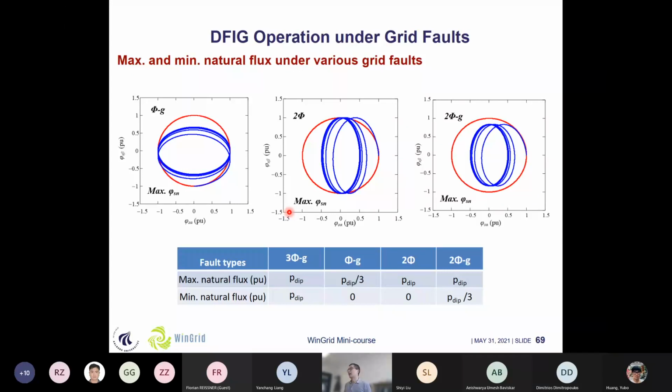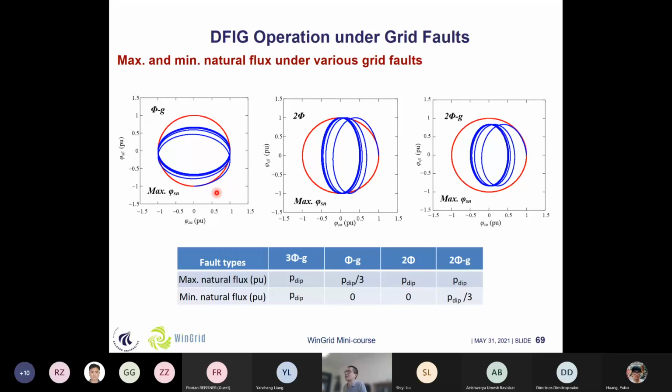Previously we mentioned some cases for the balanced or symmetrical faults. Here we can see that the maximum and the natural stator flux will be the same for the symmetrical grid faults. In case of the asymmetrical grid faults, the previous trace of this stator flux is a circle, and the final one will become an ellipse. Depending on the time instance of the fault appearance, the maximum and the minimum natural flux could be different.